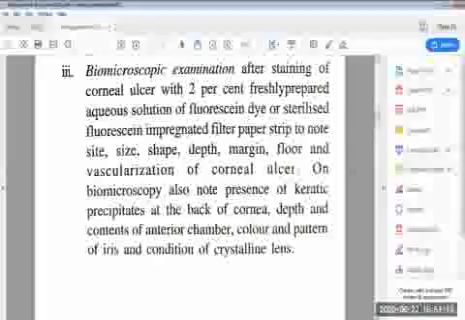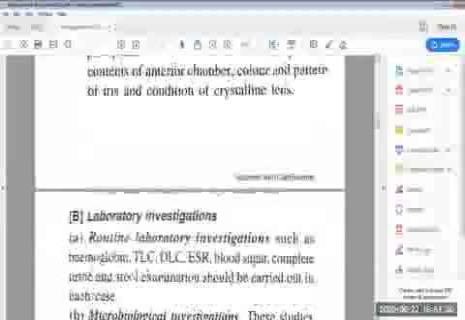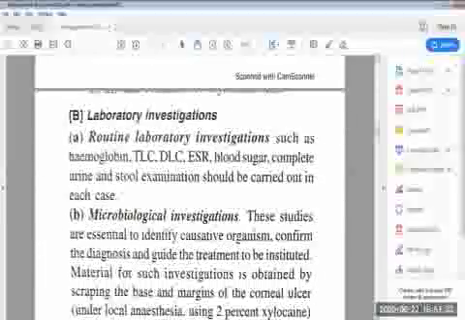You have to know the depth and the contents of the anterior chamber, then the color and pattern of the iris, and the condition of the crystalline lens. So you have to examine all these through the slit lamp biomicroscopic examination. Then we should go for the laboratory investigations.